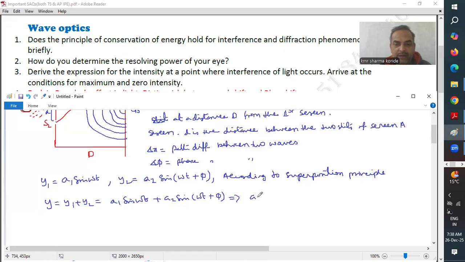We can make initially A1 equal to A2, because we said so in the definition. Therefore, if you take A common, this is going to be sin omega t. Here itself you split sin as sin(A plus B). Use sin(A plus B): sin omega t cos phi plus cos omega t sin phi.